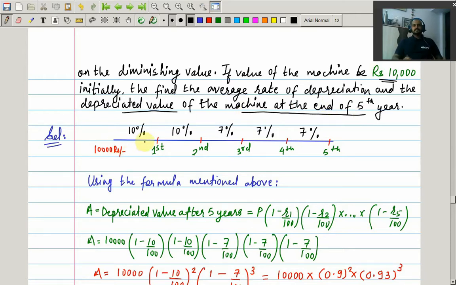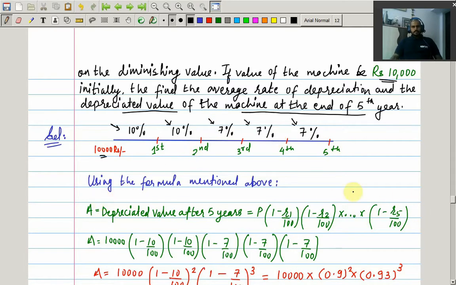So this is the timeline. Initially I have bought that machine for 10,000 rupees. First year, second year, third, fourth and fifth year. For the first 2 years, the value of the machine is depreciating by 10%. Then for the remaining 3 years, it reduces at the rate of 7%.